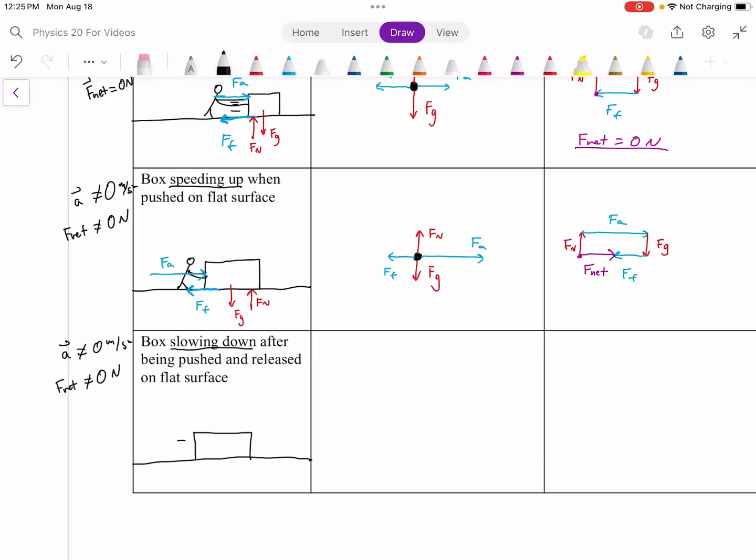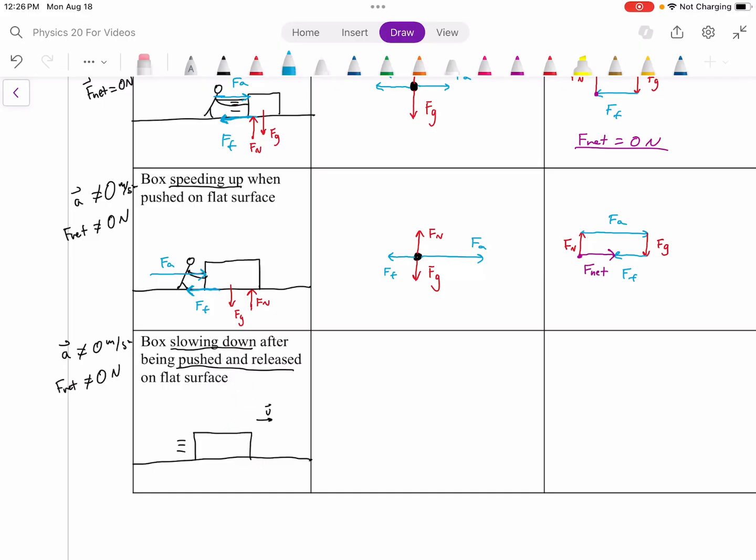Okay, so let's say it was moving to the right, right? We've pushed it, but now it's been released. So it's kind of just gliding for now, right? Its velocity is this way, okay? But we've released it. So this person is no longer applying a force to it. It's just coasting, okay? So why is it slowing down?